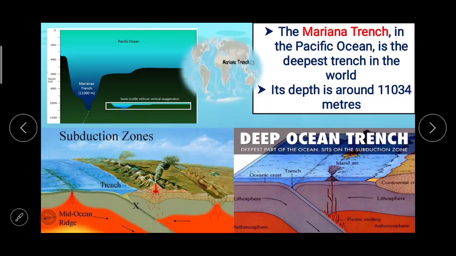And now the next point, but before that, here you can see the Mariana Trench in the Pacific Ocean. This one, Mariana Trench in the Pacific Ocean, is the deepest trench in the world. Its depth is around 11,034 meters. Here you can see the volcanic eruptions.